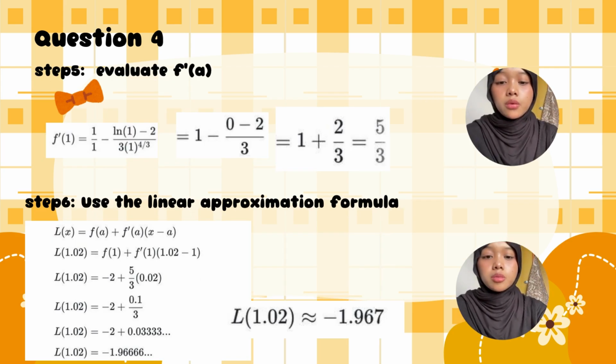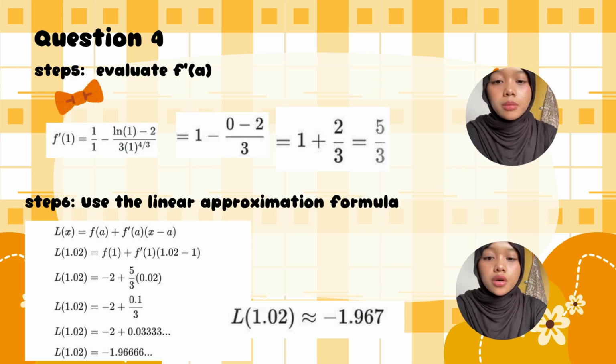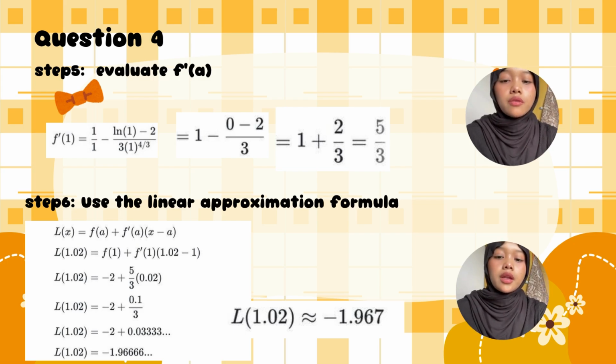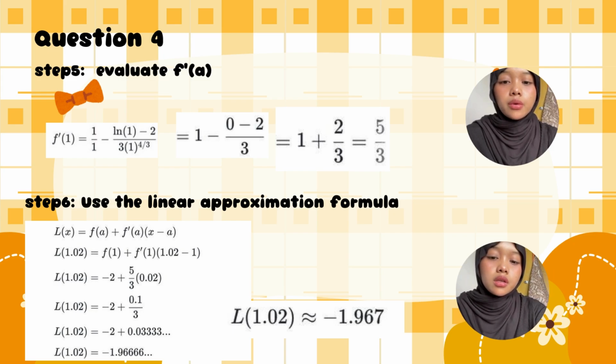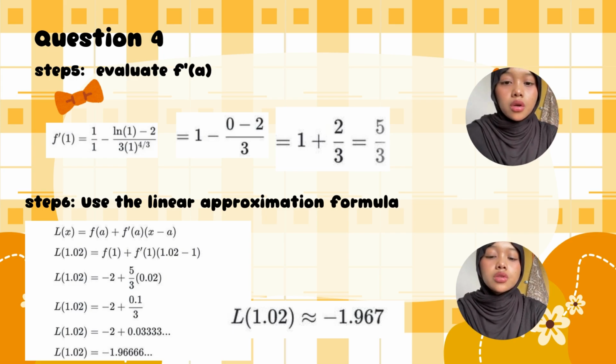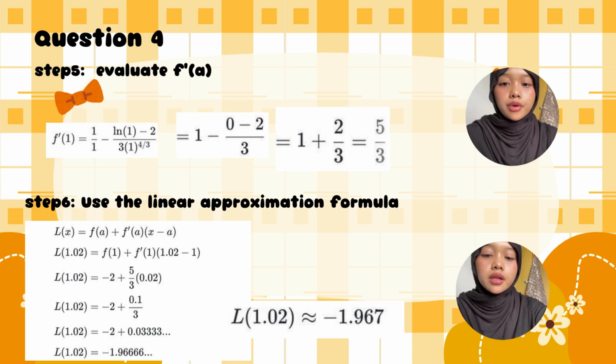For the next step, we evaluate the linearization formula L(x) equals f(a) plus f prime(a) times (x minus a). Then L(1.02) equals f(1) plus f prime(1) times 0.02. We get the answer, rounded to three decimal places, of approximately minus 2 plus 0.0133, which is about negative 1.987.